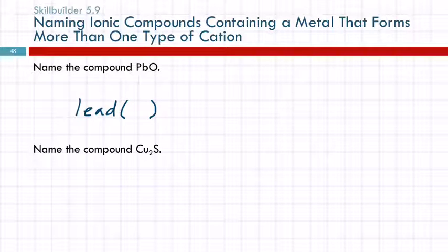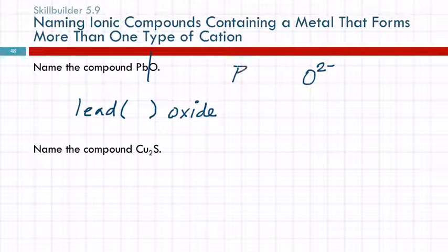And then, I should be consistent here. There's two elements, there's two ions. So I've got Pb, and then I've got O. And what's the name for oxygen as an ion? Oxide. And the charge is 2-. So to find the charge on the lead ion, I have to look at the charge on the oxide ion.